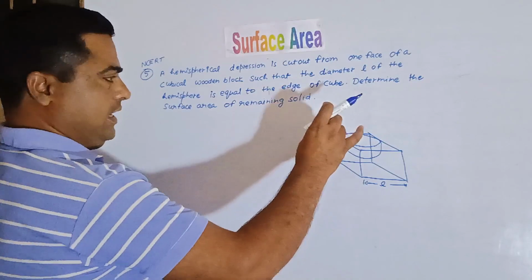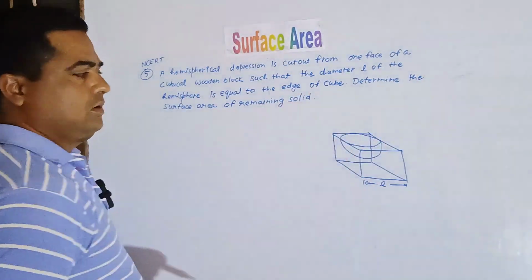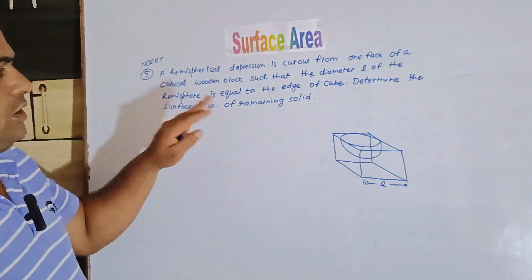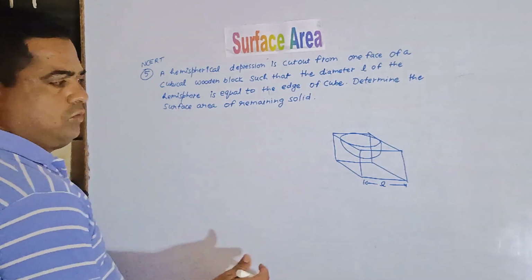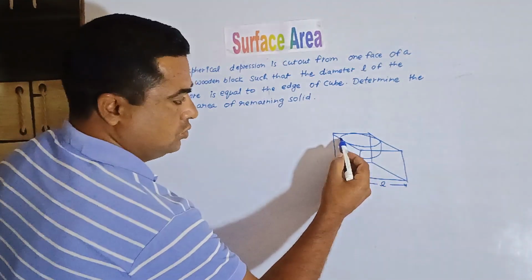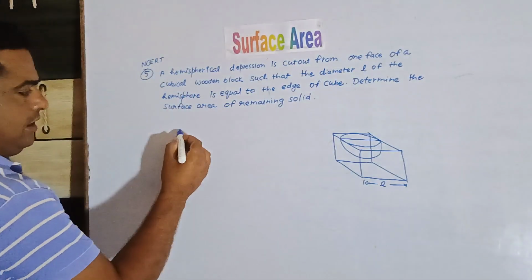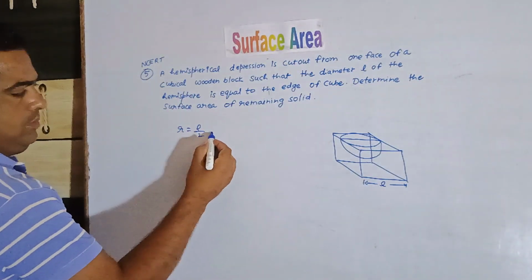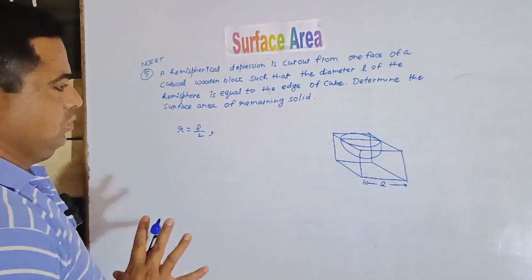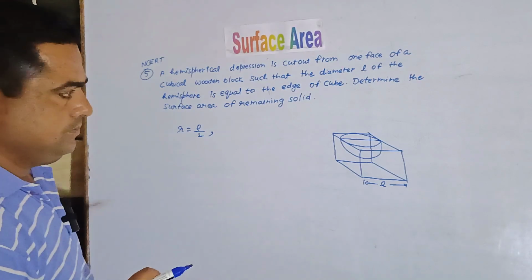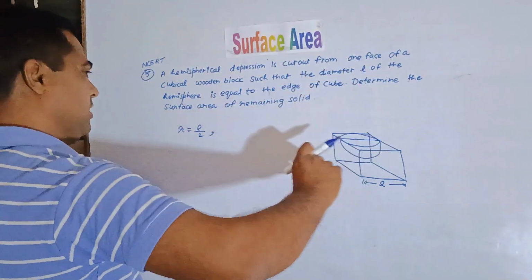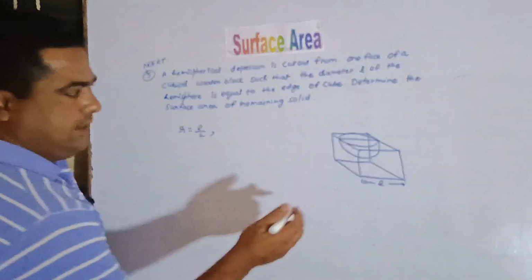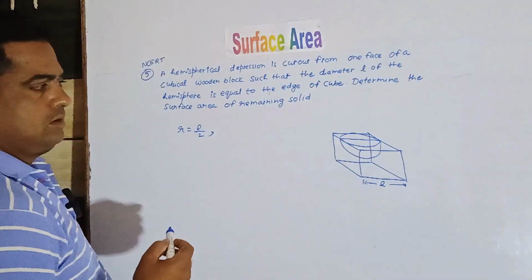Means now we have a bowl inside this cube. We have to find the total surface area of the remaining solid, and they are asking what is the diameter. Students, you know very well this side is L, so the diameter will be L and the radius will be half of the diameter. So the radius will be L upon 2. Again we will use the painting concept here. We can paint all the surfaces of this cube except this circle.